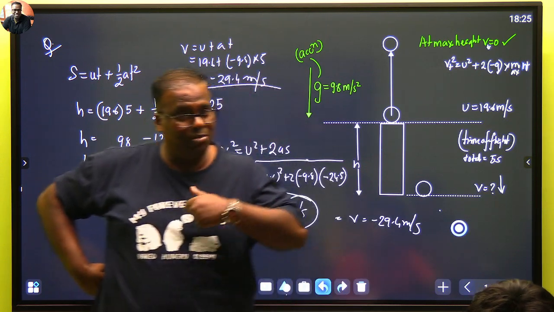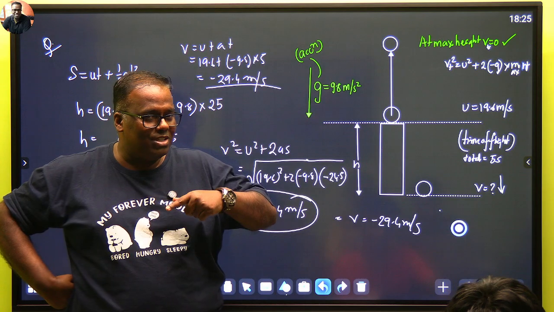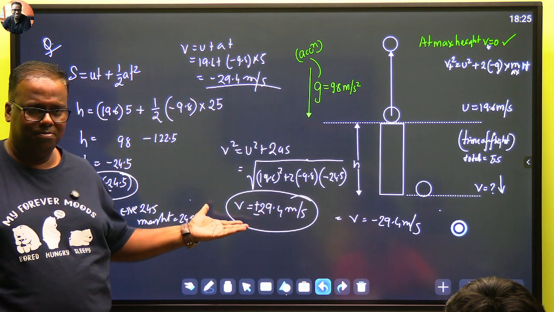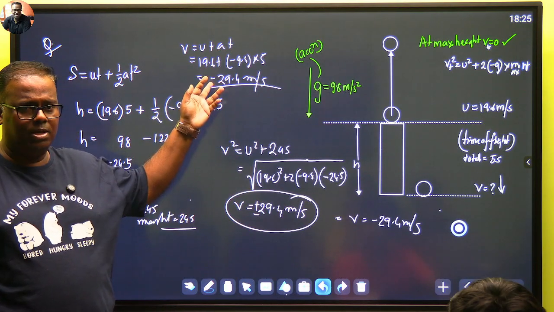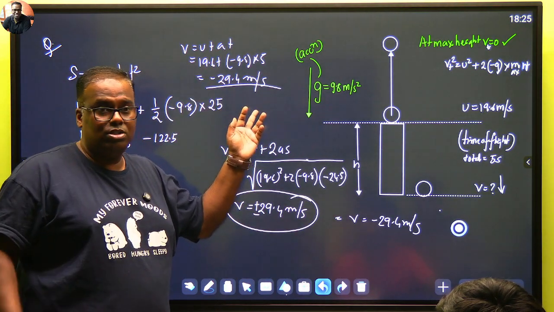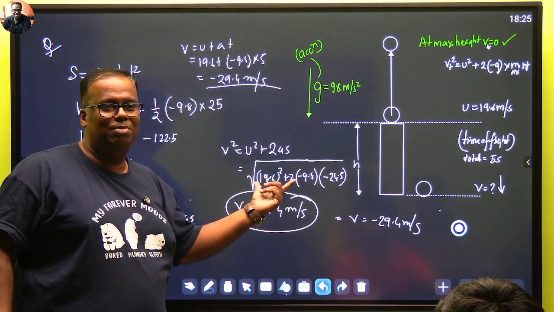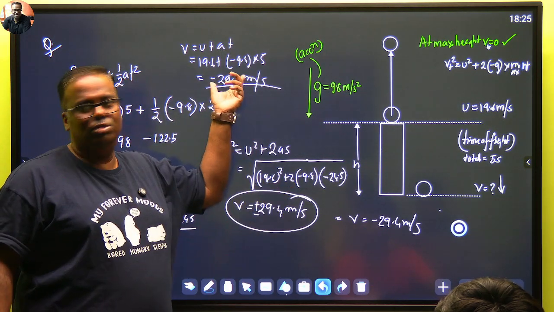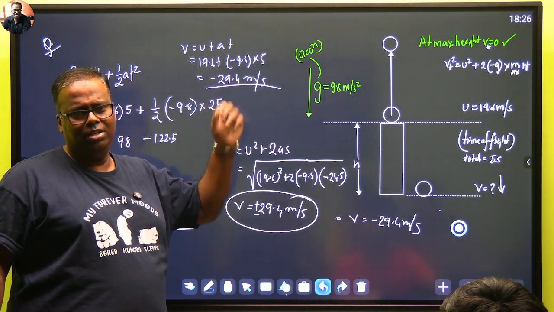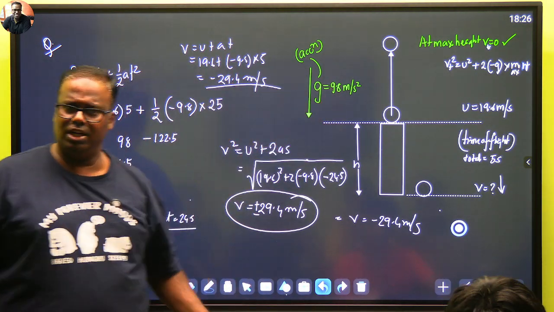V squared is inside, but the sign of V is negative. Squaring a negative gives positive anyway. If you use this equation, which was a smart move by you guys, I should have — that was idiotic on my part that I went by the tougher one. You made a calculation mistake and you spot on got a negative answer. Absolutely right, your velocity is downwards, negative, correct.